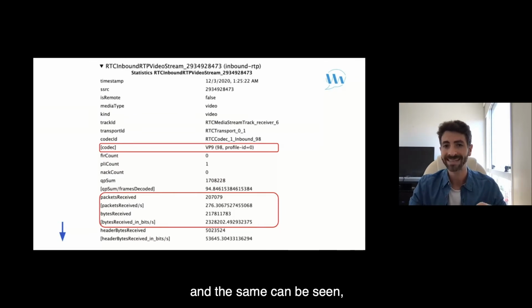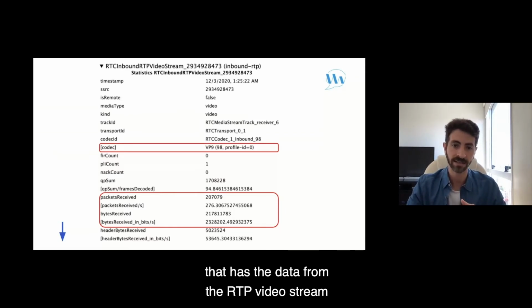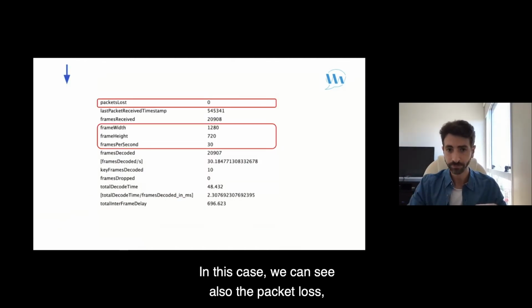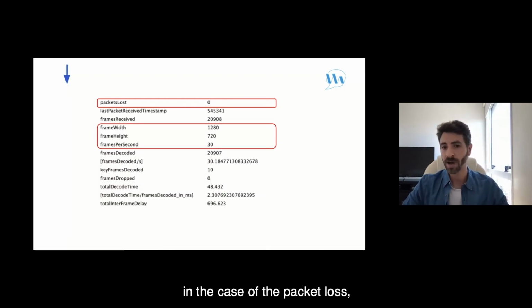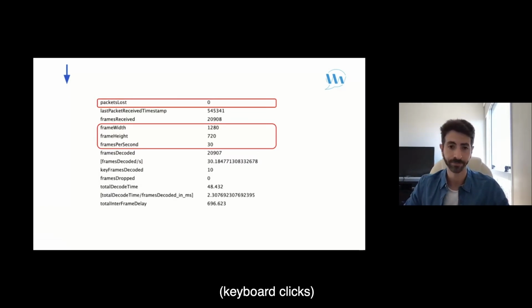And the same can be seen with the inbound RTP that has the data from the RTP video stream or the RTP audio stream sent by the remote peer. In this case, we can see also the packet loss, the resolution, the frame rate. In the case of the packet loss, this value lets you know how many packets were lost during the transfer.